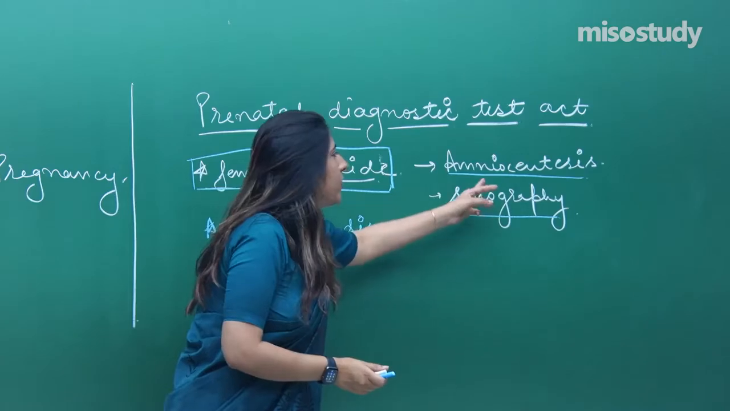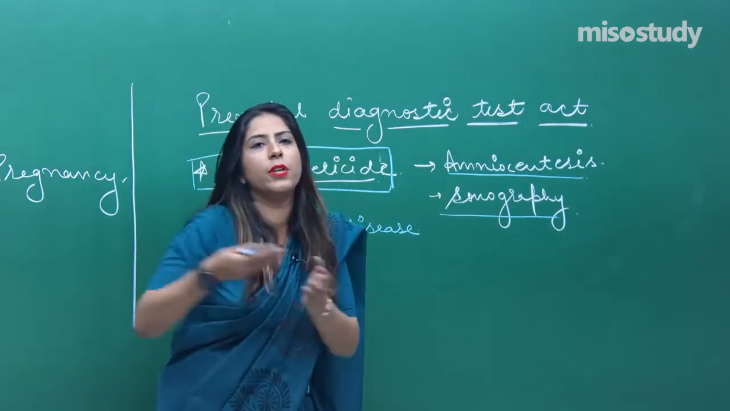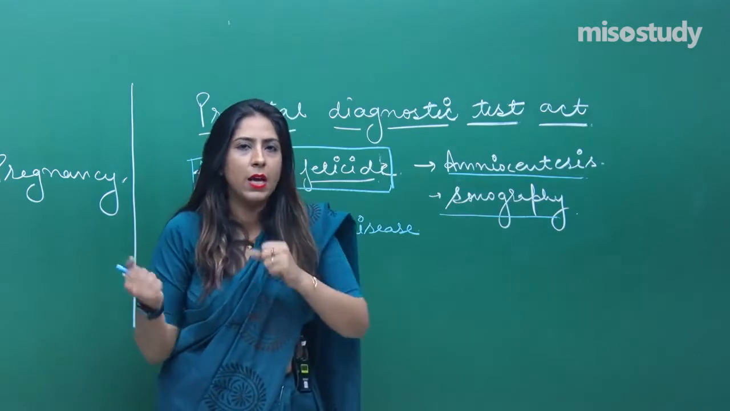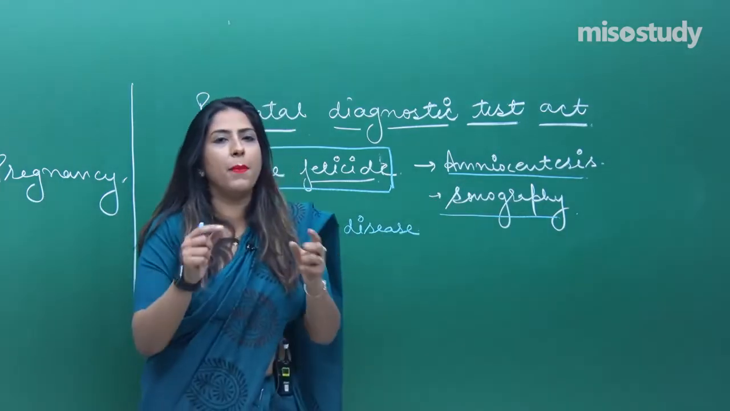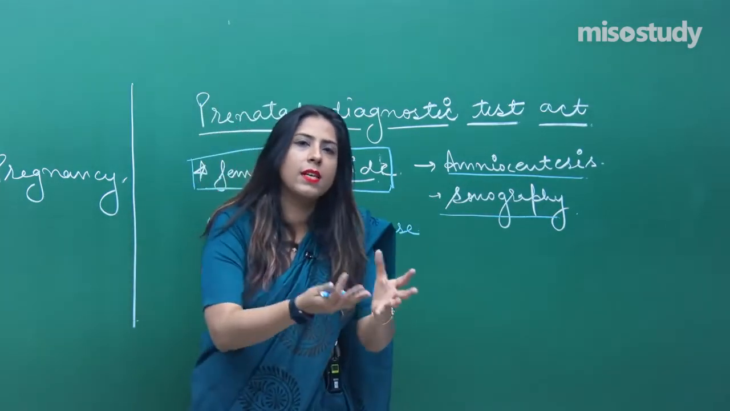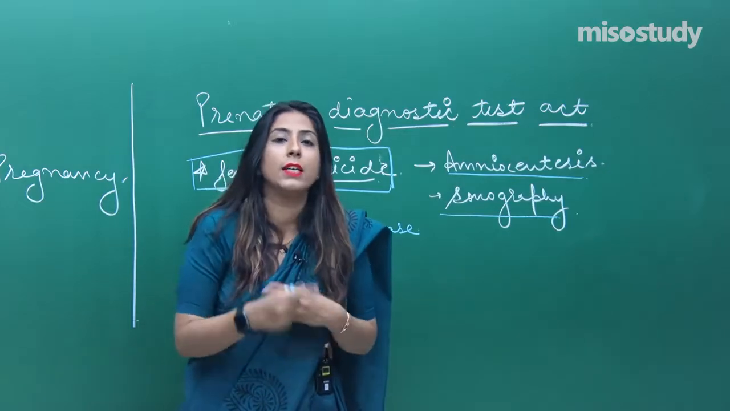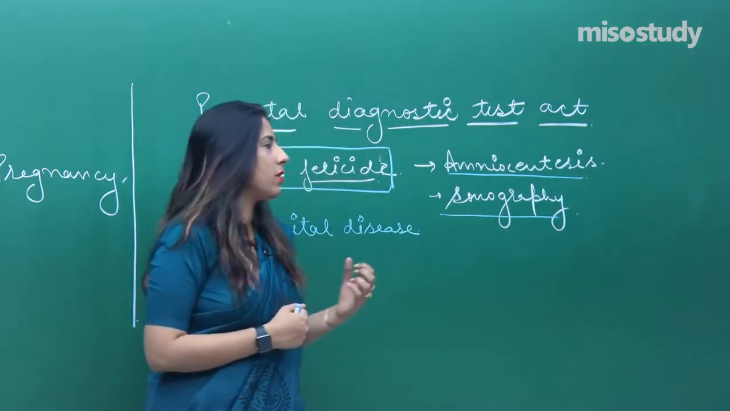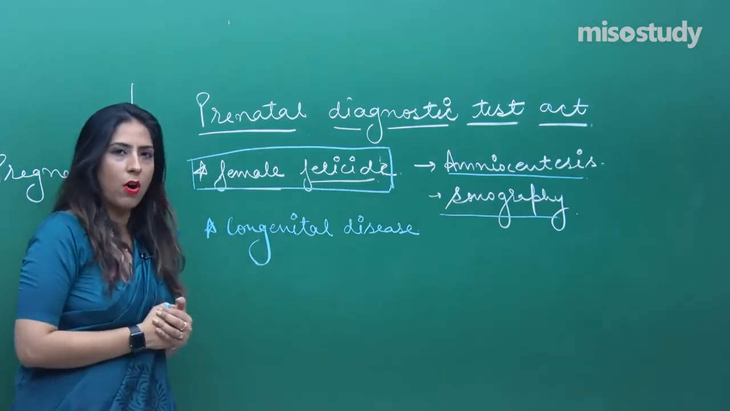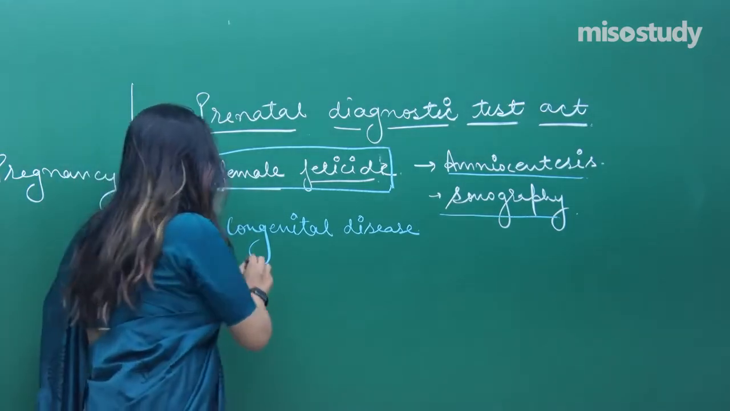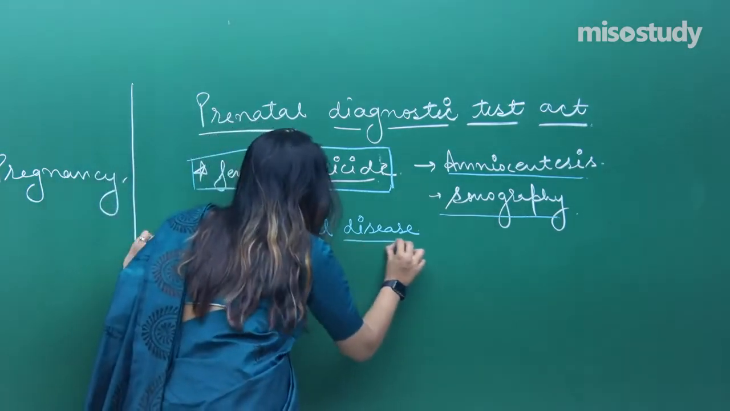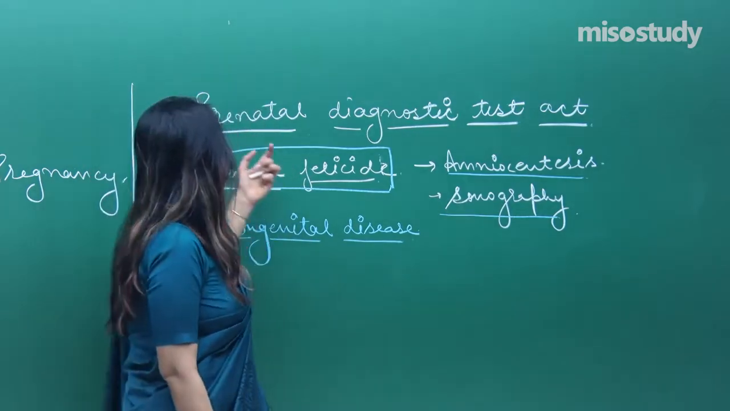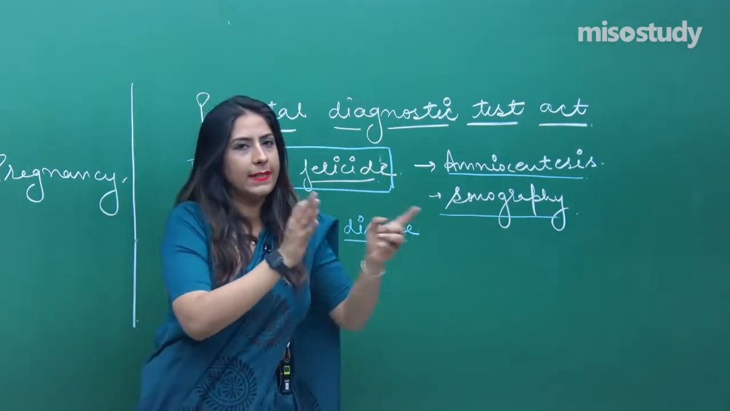Some of the fluid is taken out with the help of injections. About 20 to 30 ml of fluid is taken out, and that fluid contains cells of the fetus. Those cells are cultured and stained, and with the help of chromosome analysis, we get to know whether the child has a congenital disease or not. If the child has a congenital disease, a couple can go for the medical termination of pregnancy, right?